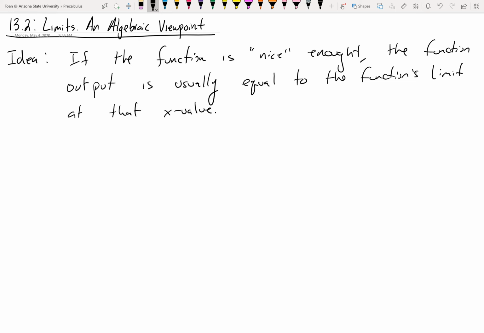Now this is very ambiguous, this is very vague. What does quote nice mean? Again, that's why I said this is sort of like an informal idea. You will formalize things next year when you take calculus.